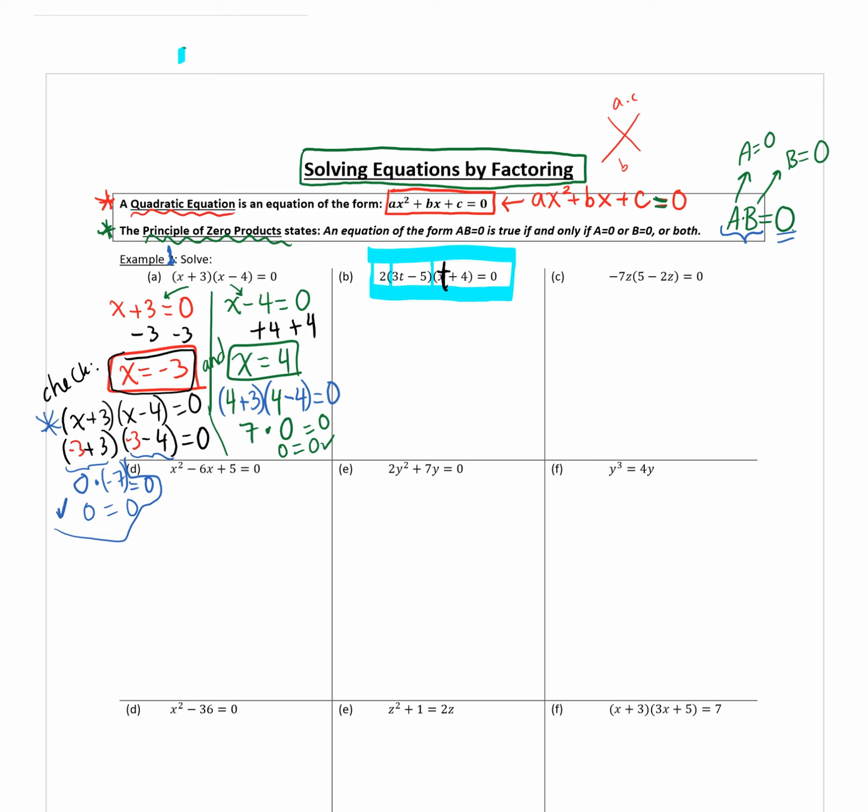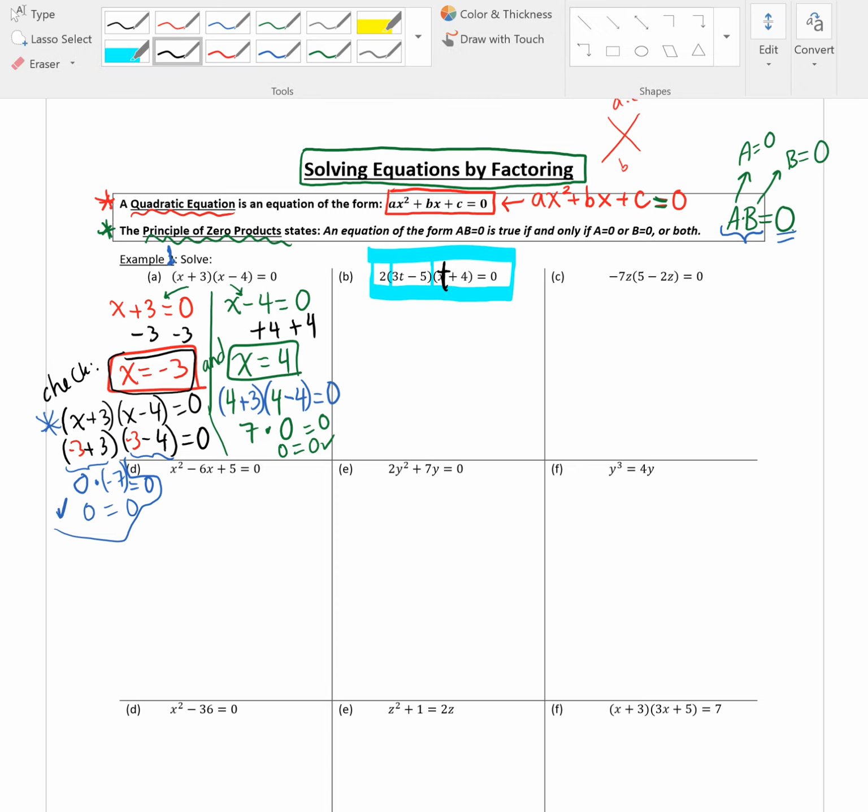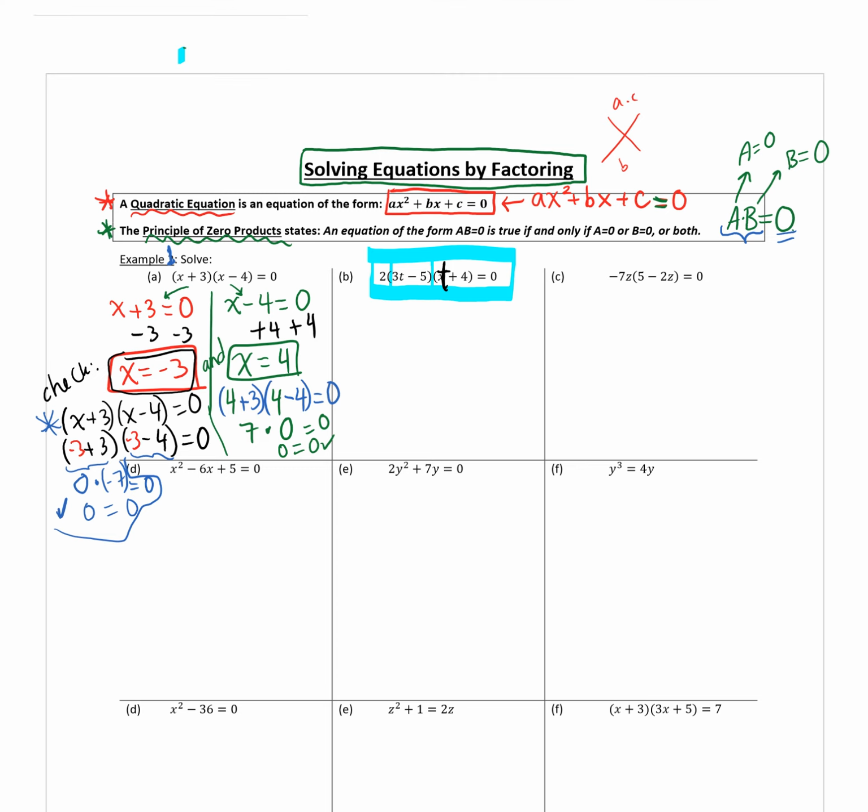Okay, so since there are 3 things being multiplied there, 2 times (3t minus 5) times (t plus 4), that means we're going to set each of those equal to 0. Basically, the zero product principle says no matter how many things are being multiplied, you're going to set each of those things equal to 0 and solve for your variable. In this case, the variable's t.